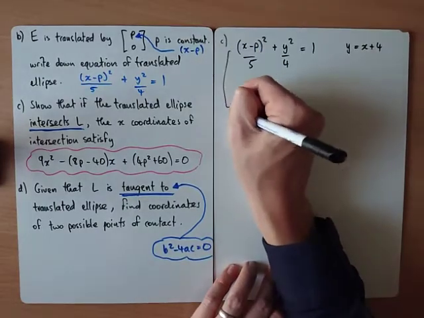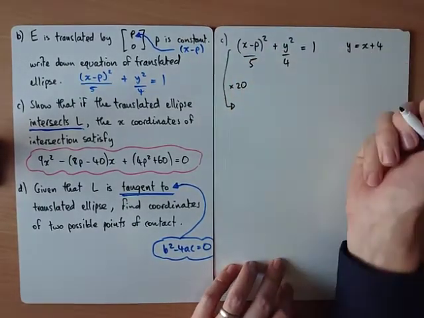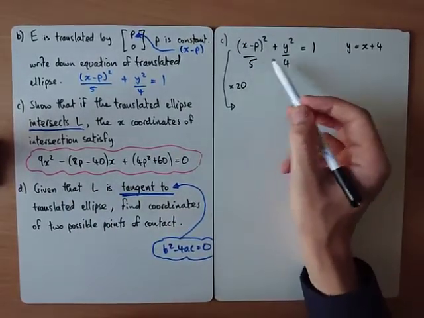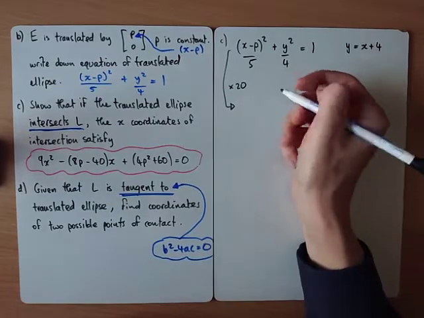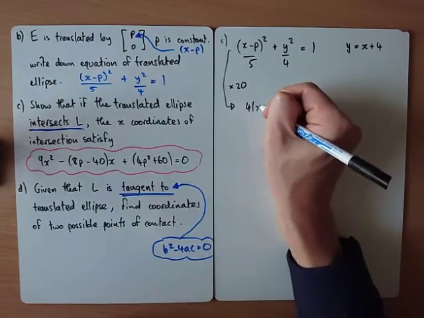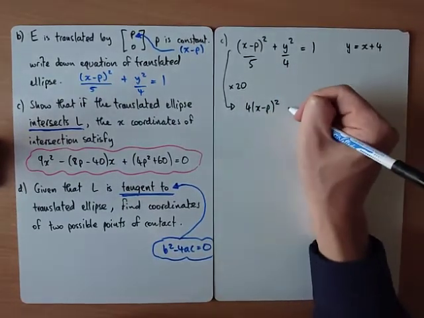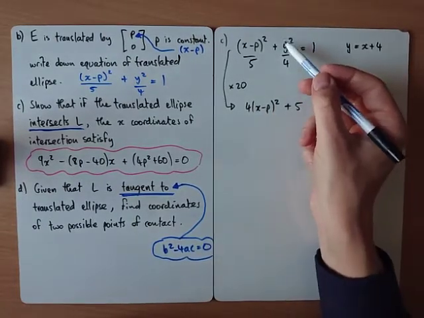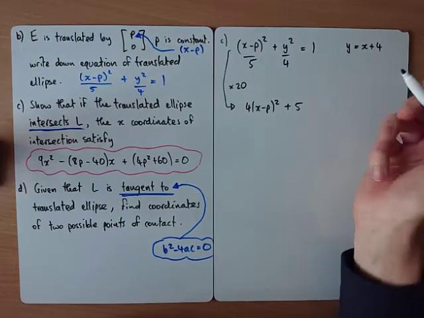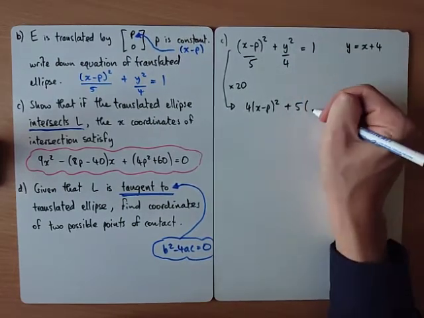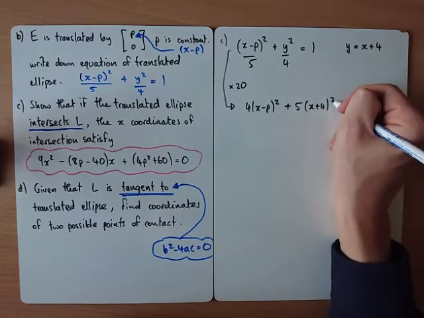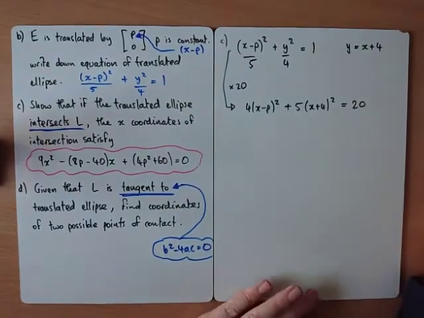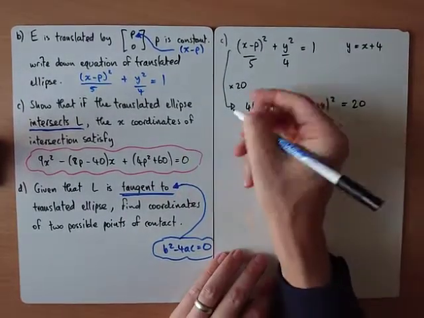Something else I'm going to do, I'm going to multiply the whole equation by 20 just to avoid the fractions. I don't want any fractions. The answer's not got any fractions in. If I multiply by 5 and 4, it's the same as multiplying by 20. So that would be 4 lots of (x minus p) squared plus 5 lots of, multiplying by 20, the 20 over 4 is the same as just multiplying that one by 5, isn't it? y squared, so to use a bracket, y is x plus 4. Don't forget to multiply the whole equation by 20. And then all we've got to do is expand this out, and we should get to this answer here.